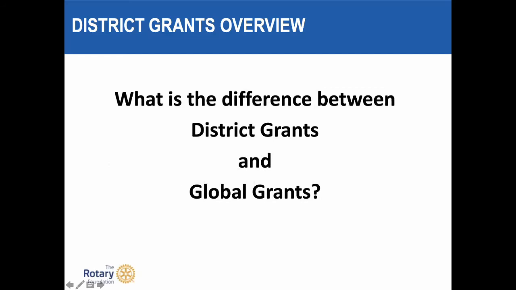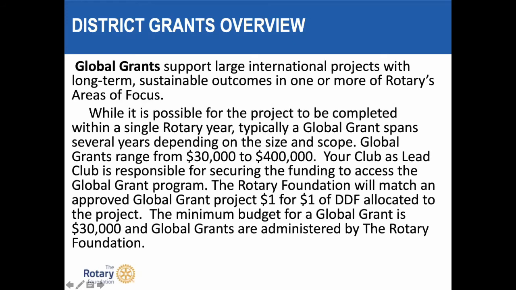What is the difference between a district grant and global grant? Well, global grants support large international projects with long-term sustainable outcomes in one or more of Rotary's areas of focus. While it's possible for the project to be completed within a single Rotary year, typically a global grant spans several years, depending on the size and scope. Global grants range from $30,000 to $400,000. Your club, as lead club, is responsible for securing the funding to access the global grant program. The Rotary Foundation will match an approved global grant project $1 for $1 of DDF allocated to the project. The minimum budget for a global grant is $30,000, and global grants are administered by the Rotary Foundation.